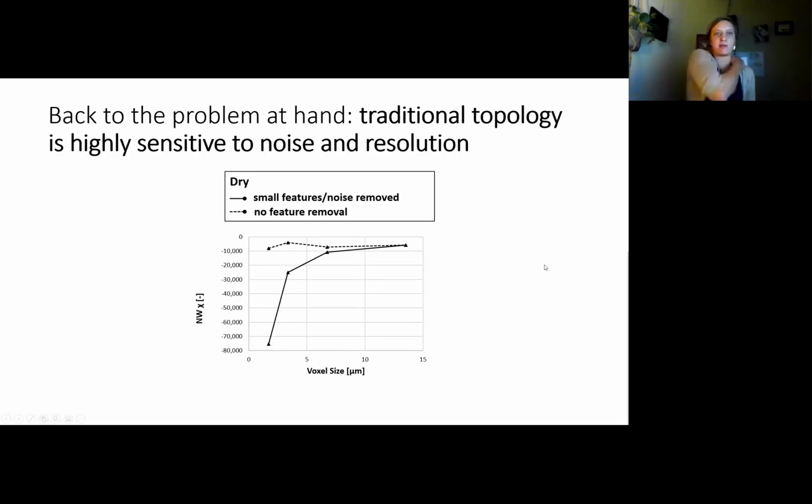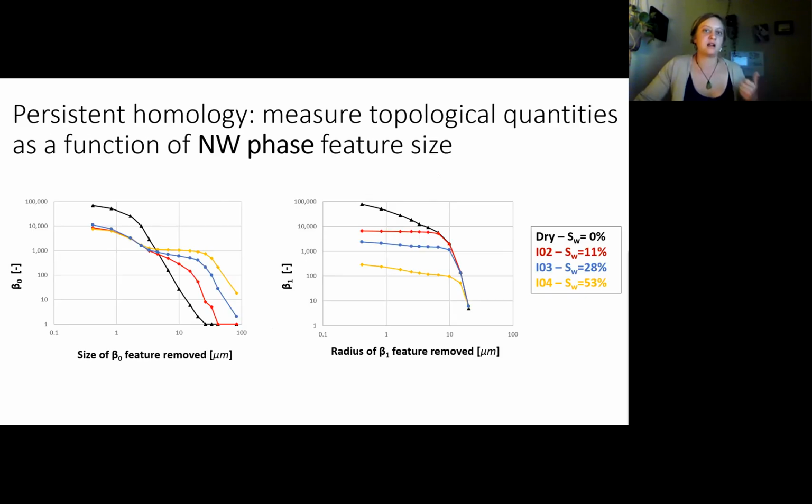Okay, so we can go back to the original problem that I talked about first, which is that these measured topological values, the Euler characteristic and Betti numbers, are dependent on image resolution, but they can also be significantly impacted based on how much noise removal we decide to do. So how can we use the persistent homology analysis to address these issues of noise or small features and also image resolution? So one thing that we can do first is we can just figure out what these relationships are. So how do these parameters vary as a function of length scale?